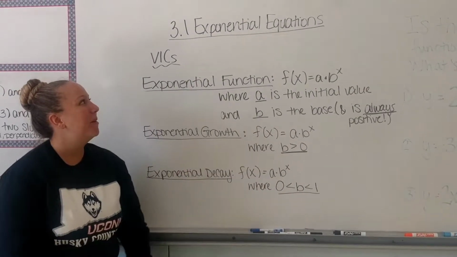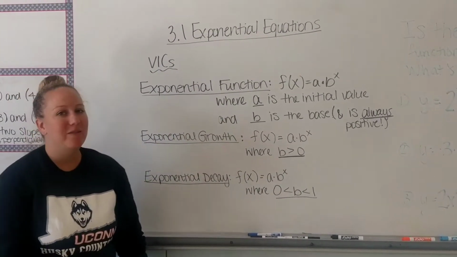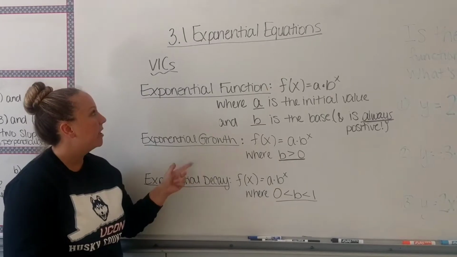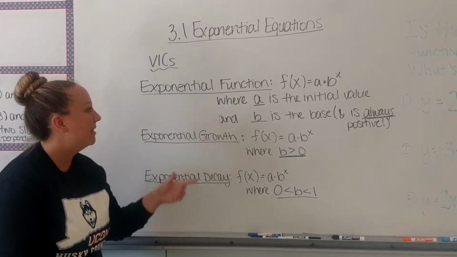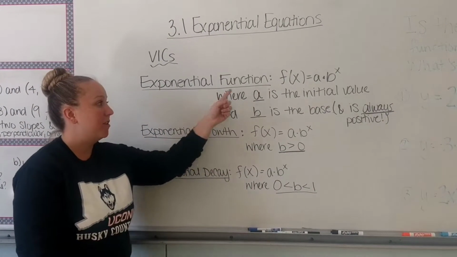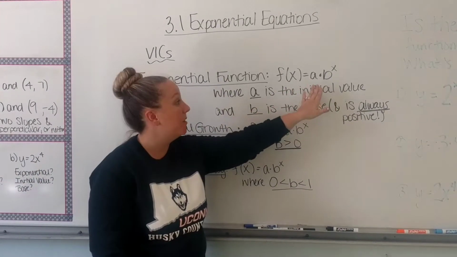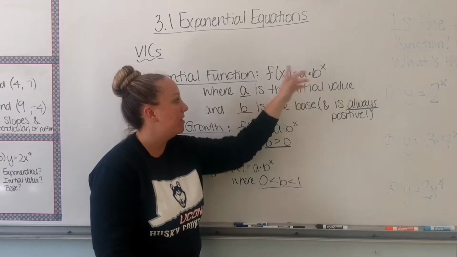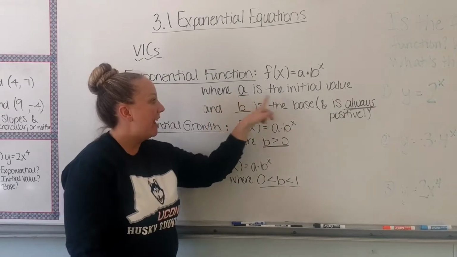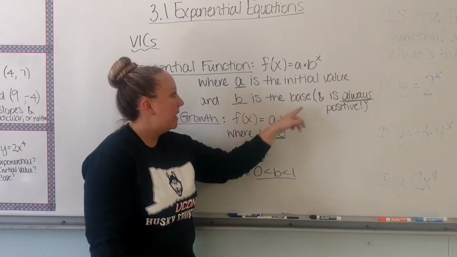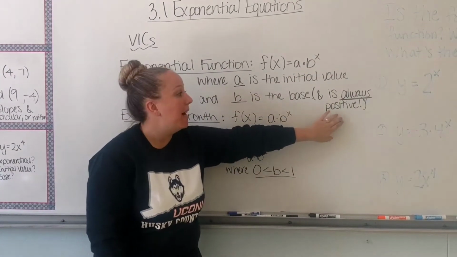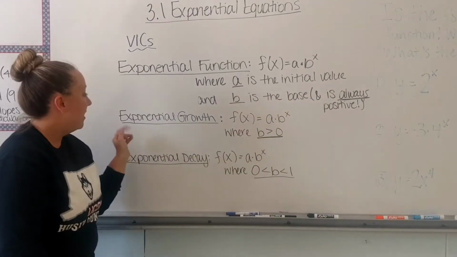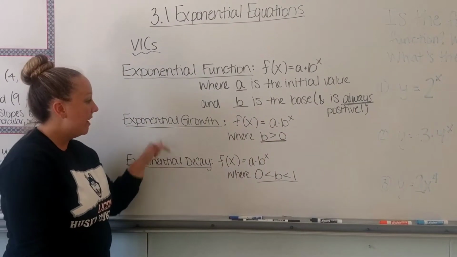Guys, this is 3.1 on exponential equations and functions. So your three vocab terms are kind of mixed in with your very important concepts. So you have an exponential function, which is this, f of x equals a times b to the x, the equation that we've talked about, where a is your initial value and b is the base, and b is always a positive value.